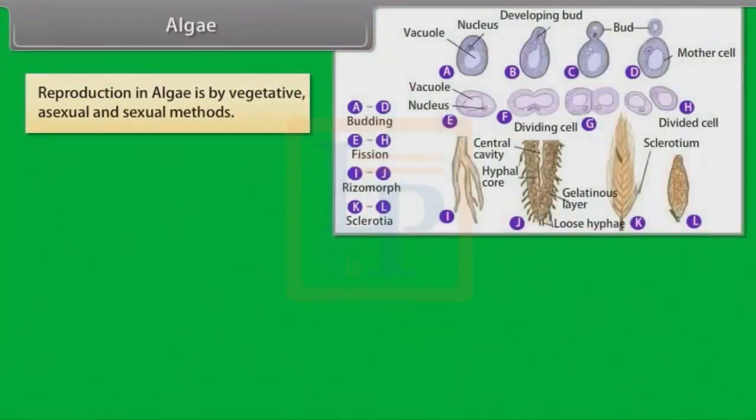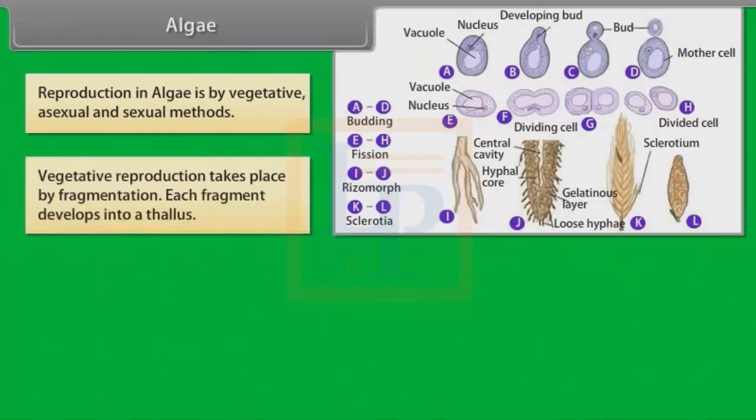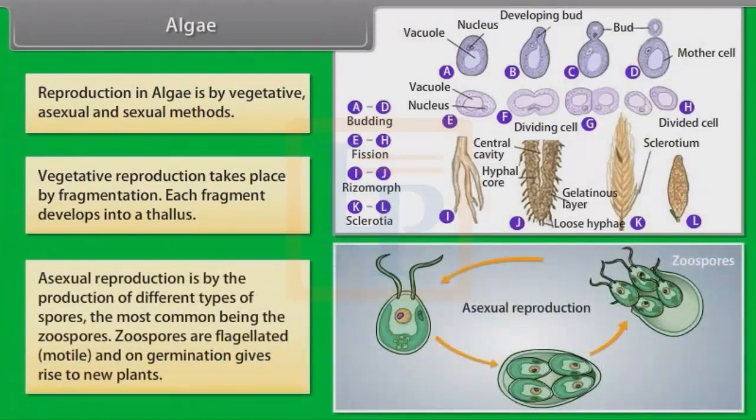Reproduction in algae is by vegetative, asexual, and sexual methods. Vegetative reproduction takes place by fragmentation. Each fragment develops into a thallus. Asexual reproduction is by the production of different types of spores, the most common being the zoospores. Zoospores are flagellated, motile, and on germination give rise to new plants.